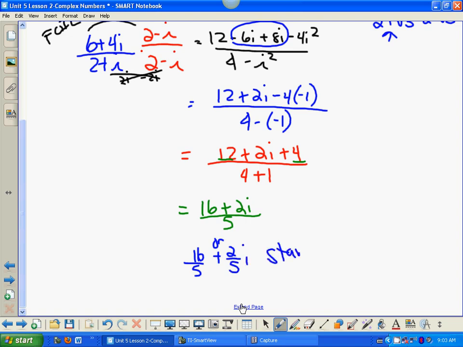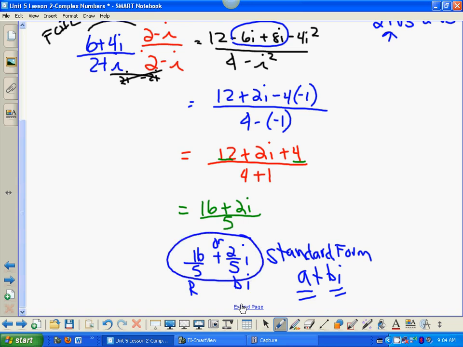And this is what we mean by standard form. Standard form of an imaginary solution is a plus bi. A distinctly separate real number portion and a distinct separate imaginary portion. So this is my real portion, and then this is my b, and this is my i. So this is what we would be looking for if we have an answer in standard form.